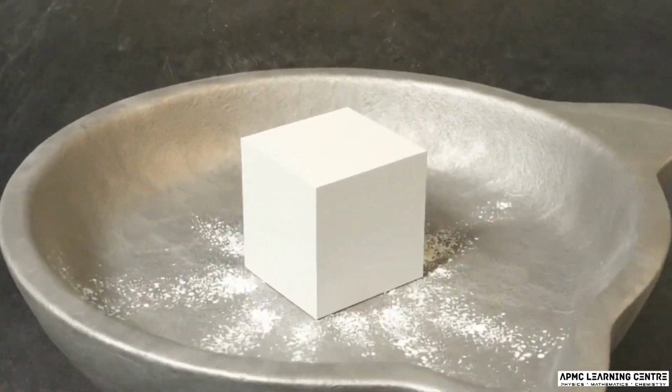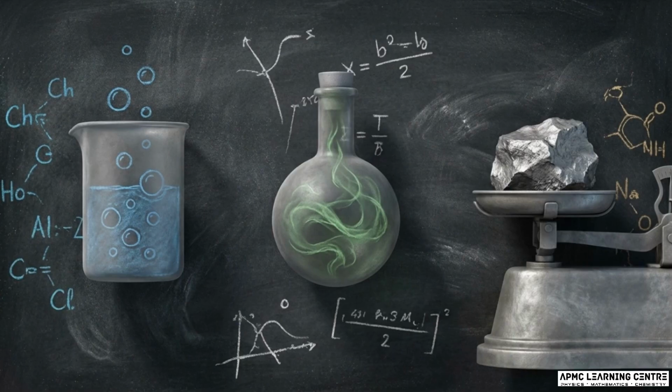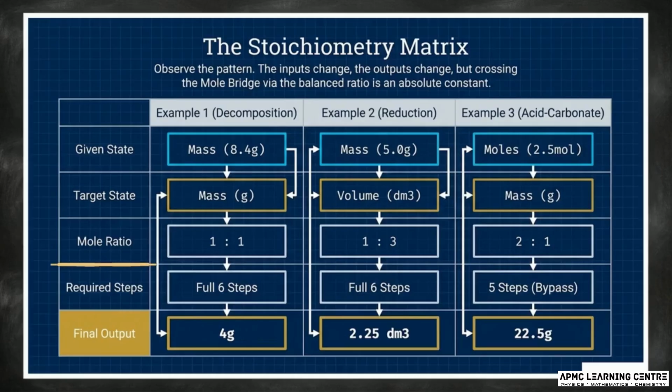Here is the complete unbroken journey. We fed 8.4 grams in on the left, applied the balanced equation in the center, and received a 4-gram output on the right. This structured approach applies to more than just simple solid-to-solid reactions. The stoichiometry matrix shows that even if inputs change to liters of gas, or the ratio shifts to 1 to 3, the foundational 6-step architecture remains the same. Across all varying examples, the center protocol, crossing the mole bridge via the balanced ratio, is the absolute constant.